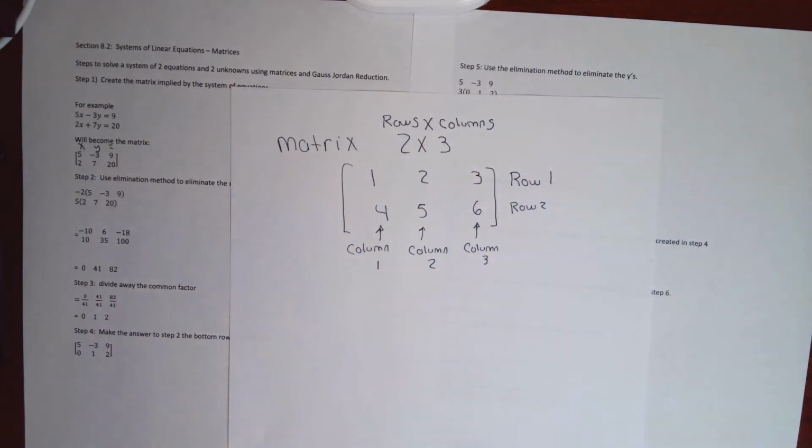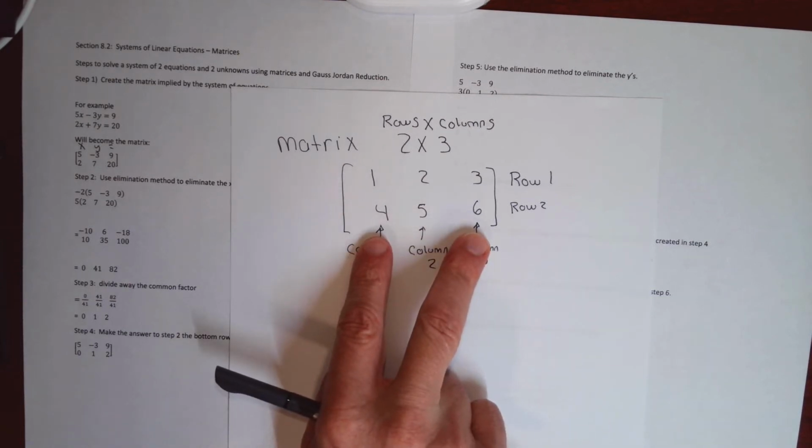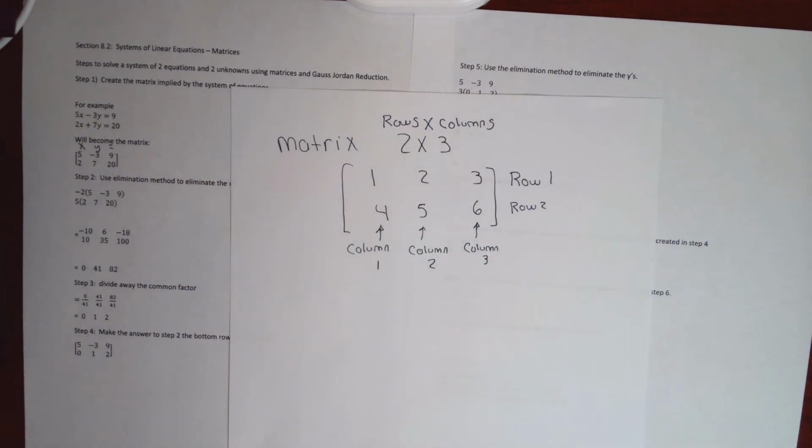In our section 8.2, we are going to solve systems of equations using matrices, and let me just jump into it. So what we're going to do is take a system of equations, create a matrice to solve that system of equations, and then manipulate the matrice to get the answer to the system by using something called row operations.